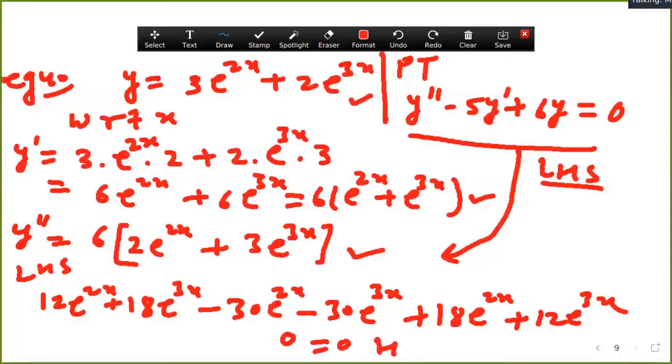Left and right sides are equal. You can cancel them, these are all cancelled. 0 is equal to 0. Now come to example number 41.